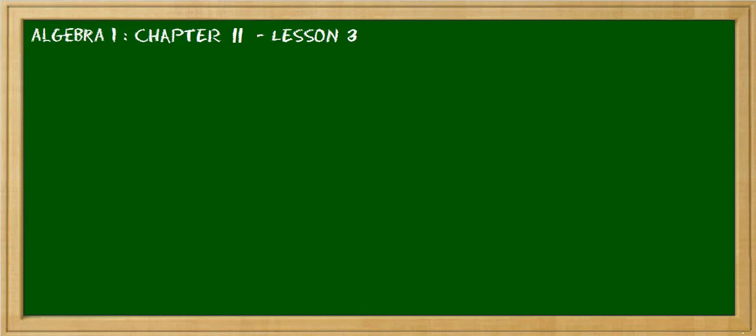Hello class, we're on lesson number 3 today, chapter 11, and we're going to be adding and subtracting fractions. Now, take a look below. We have some pies. If you ate 2/5 of a pie for lunch and 1/5 at dinner, what fraction of the pie would you have eaten altogether?